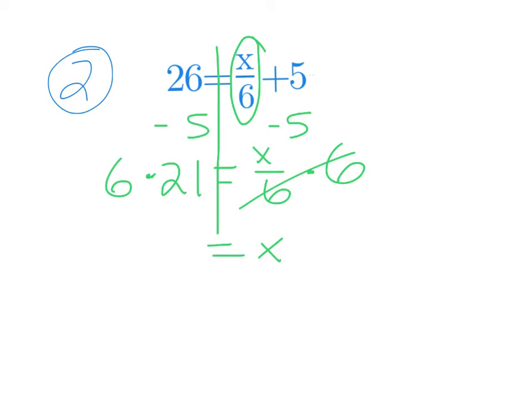So those are gone. X equals 21 times 6. Let's see, that's 6 times 1 is 6. 6 times 2 is 12. So 126 here. Again, feel free to check your answer just to make sure you did it correctly.